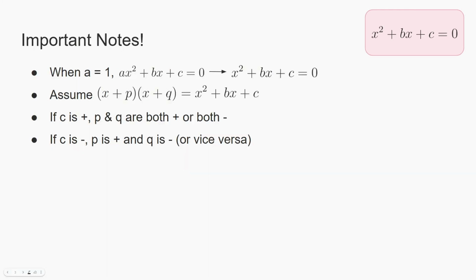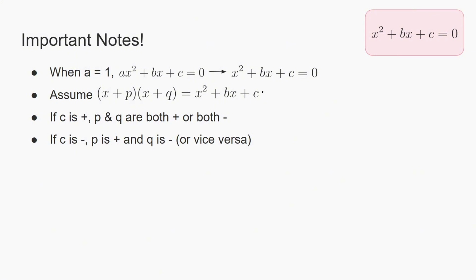Before we start with some practice problems, I want to review a few important notes. For this video, in these problems, a will always be equal to 1, which means that we're looking at something that looks like x squared plus bx plus c equals 0. So we're assuming that x plus p multiplied by x plus q will equal x squared plus bx plus c.